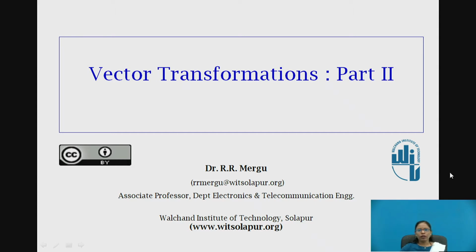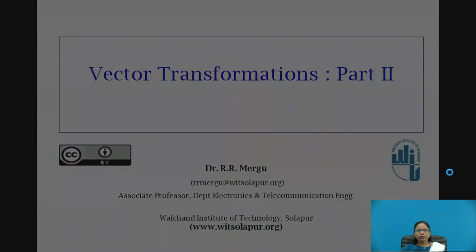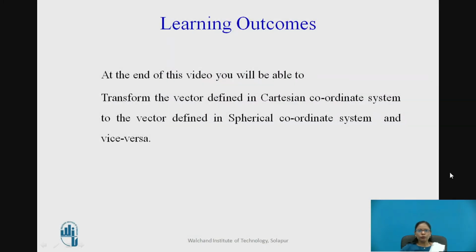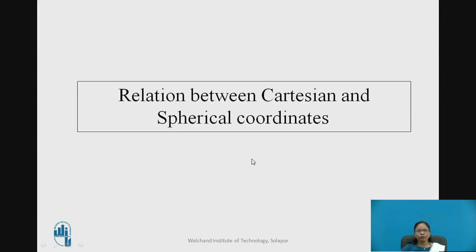In part 1, I had talked about the vector transformation from Cartesian to cylindrical and cylindrical to Cartesian, whereas in transformation part 2, the learning outcome is that at the end of this video you will be able to transform the vector defined in Cartesian coordinate system to the vector defined in spherical coordinate system and vice versa. So here I am talking about Cartesian to spherical and spherical to Cartesian.